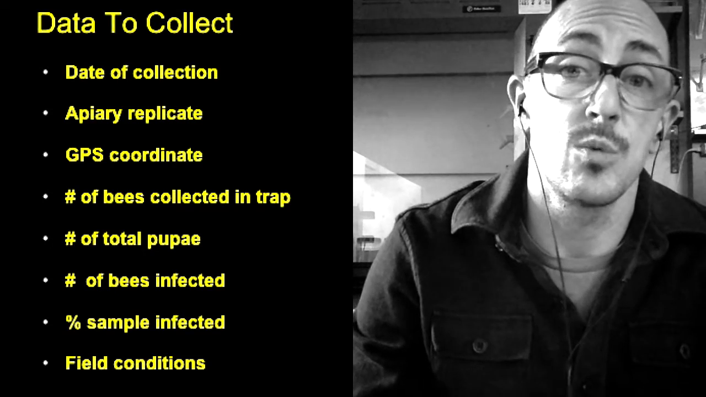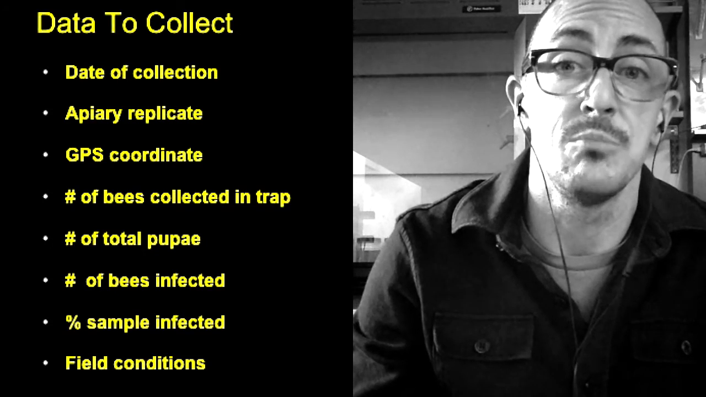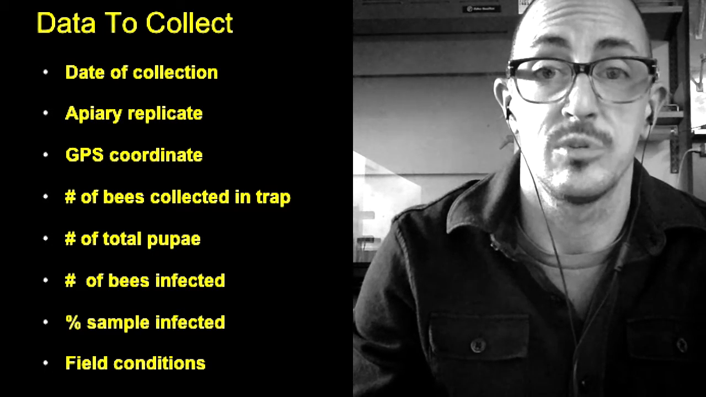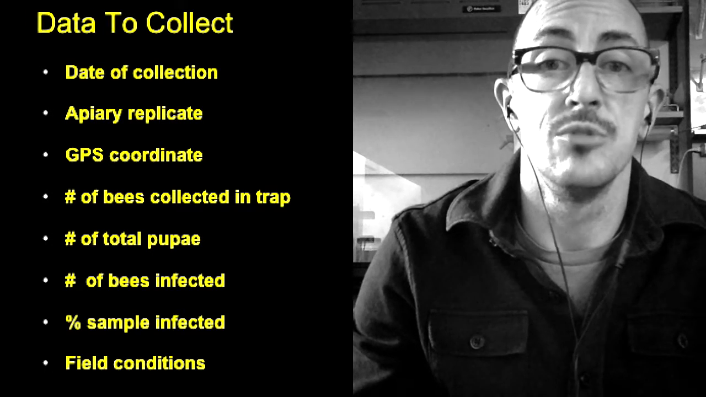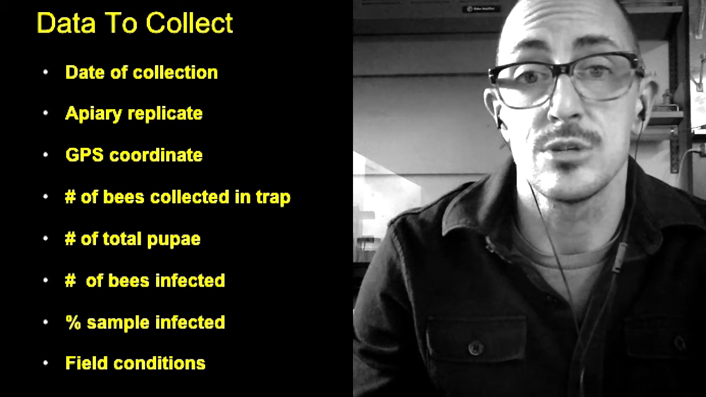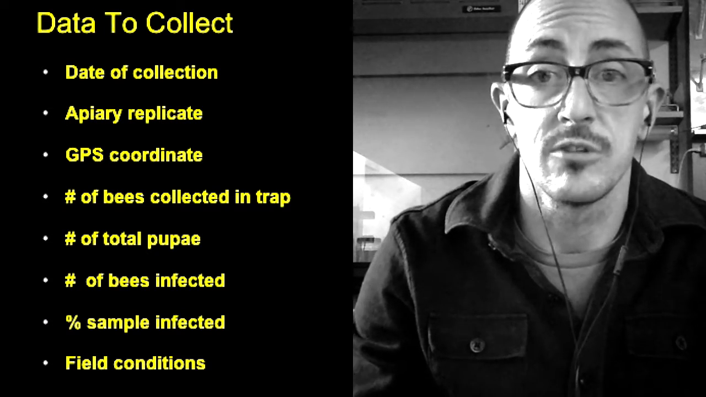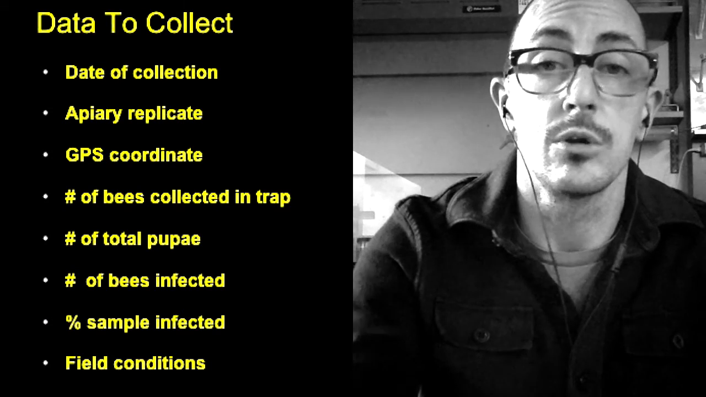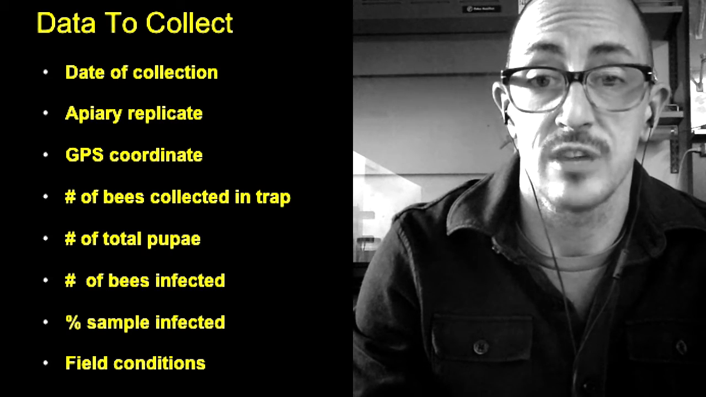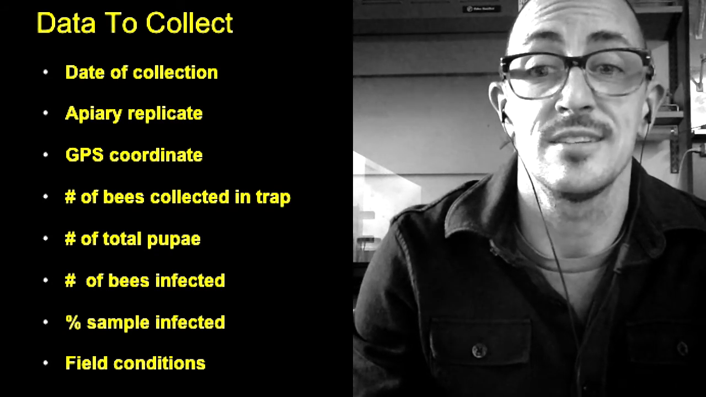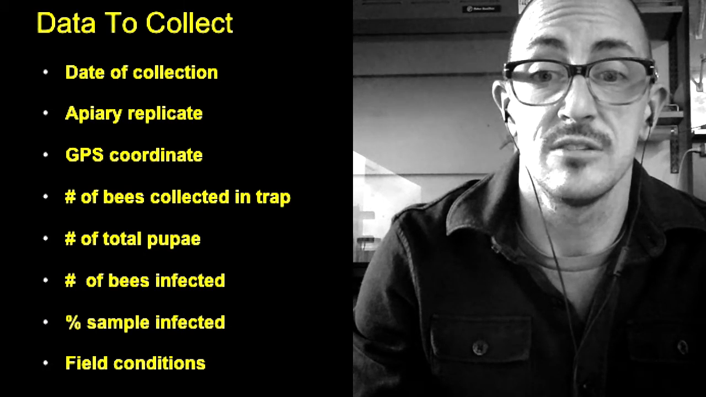The next thing that you're going to want to take down is the number of bees, the number of total bees that was in your traps. And then you're going to move on after you work with brooding out the sample that you took. You're going to take down the number of pupae. And then after that, the total number of bees infected from your sample. And from that, you could calculate a simple percent of infected bees.